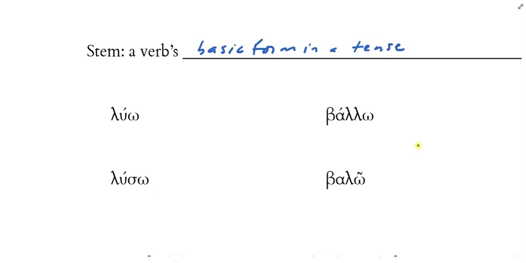And the aorist tense will also have its own tense stem. But right now, we only have two tenses, so there's two forms here to work on. Luo and ballo are the present. Luso and balo are the future. And what I want you to see is this. The present stem of the present tense verb luo is lu.